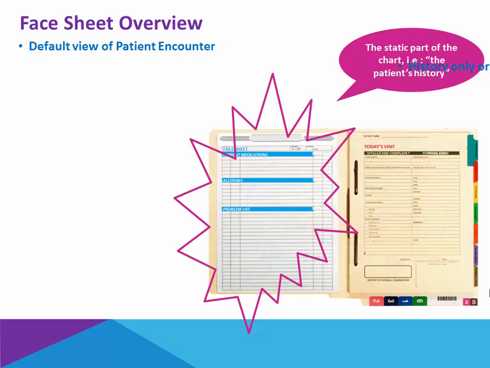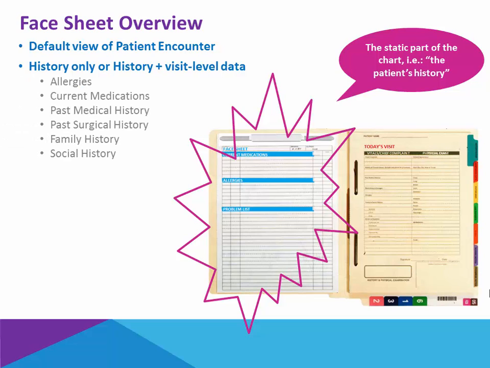Once appointments have become encounters, there are then encounter level face sheets as well. These are going to include not only the history level data, but also visit level data, such as allergies, current medications, medical and surgical history, and so on. There are also some clinical workflows that are part of the face sheet, such as health maintenance and vaccination administration.